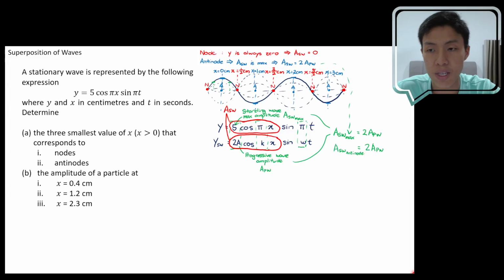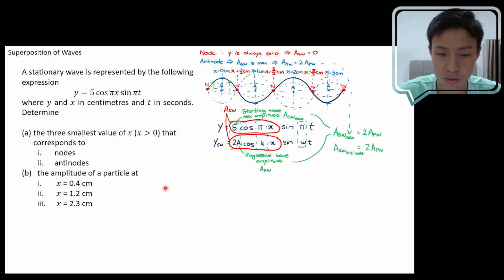Let's look at question B. The amplitude of a particle at x equals 0.4, x equals 1.2, and x equals 2.3. So they are asking for the amplitude at certain positions. We have already determined where the node and the antinode are, but now they're asking for some place in between the node and the antinode. We are asked to find the amplitude. So let's try to do that.